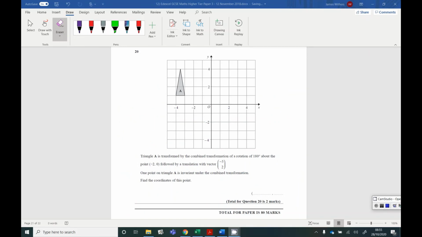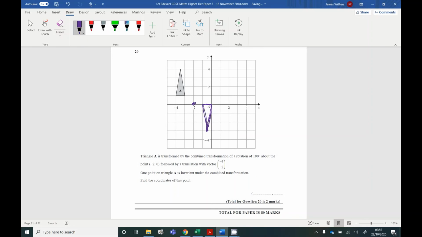Question 20. So first of all, triangle A is transformed by the rotation of 180 degrees about the point minus 2, 0. So minus 2, 0 is here. So when we go and rotate at 180 degrees, and you would have tracing paper to help you do this, you end up with A moving to here. So excuse me doing it by hand. I found it very hard to get the ruler to work on this function. Obviously I would like you to be doing it with a ruler. So that's gone to that.